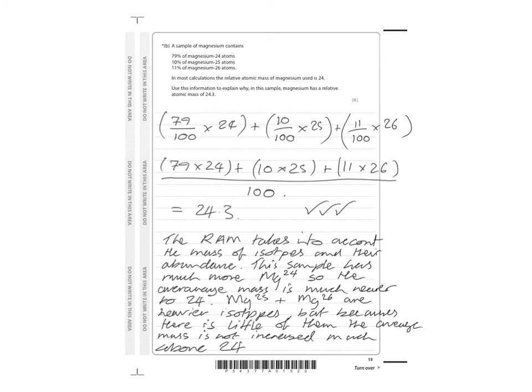what it means. It's the average, the weighted mean mass, the average mass that is weighted to take into account the abundance of each of those isotopes. And you've got 3 different isotopes. You'd expect the average of 24, 25 and 26 to be 25. But because you've got much more 24 than you have 25 and 26, then the weighted mean is going to be much nearer 24 than it is near 25 or 26. And it was showing that you had that understanding to get all 6 marks.